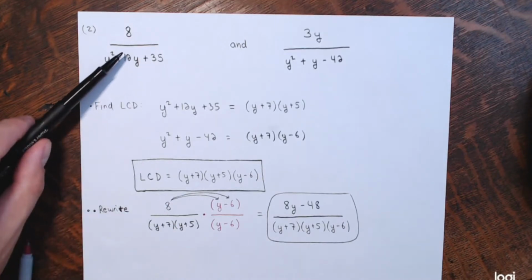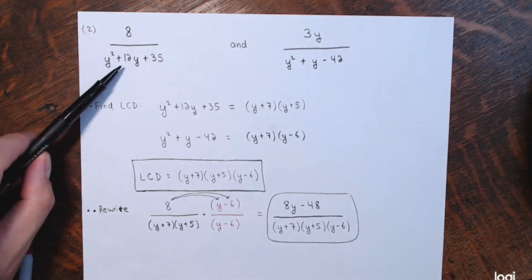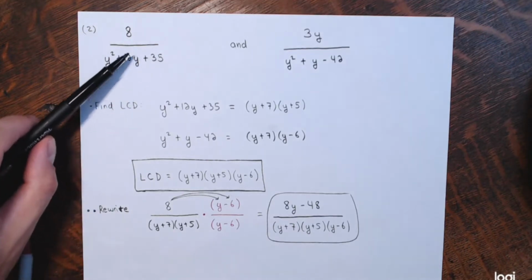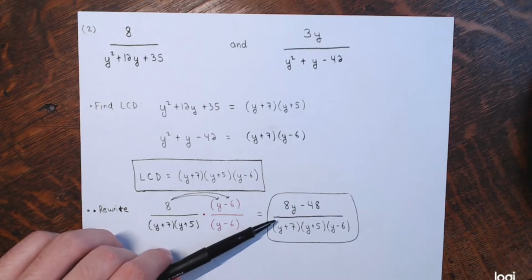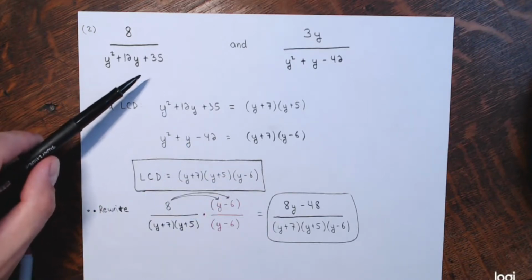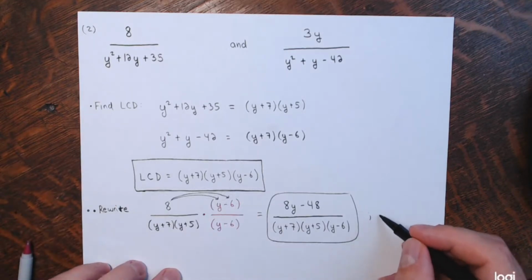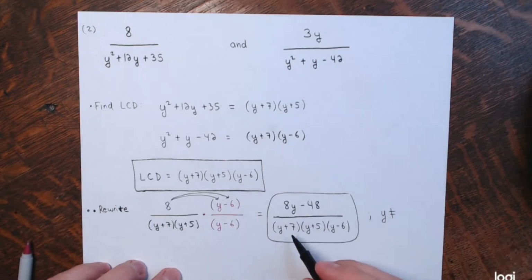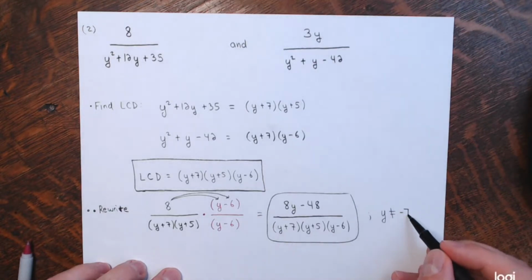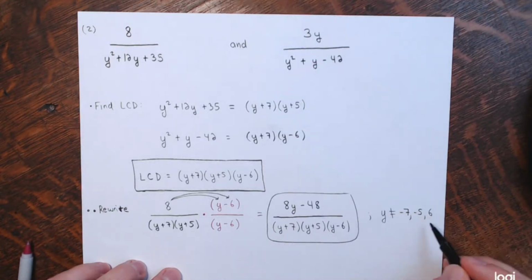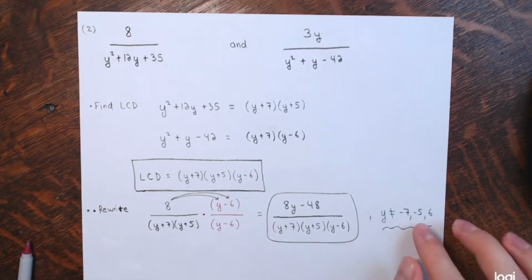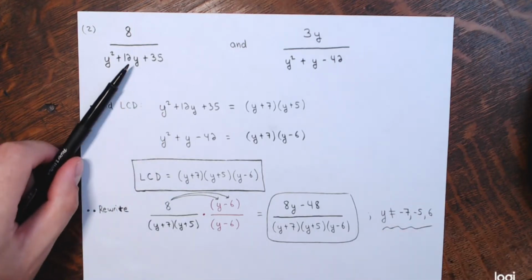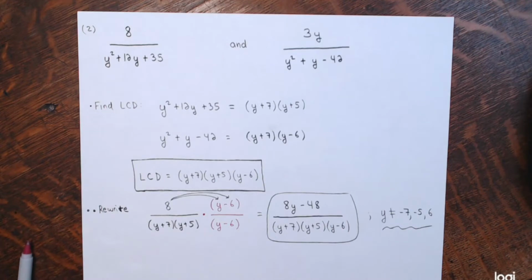This first fraction, 8 over y squared plus 12y plus 35, is the same fraction as this one. And you can test it by replacing y with any number you want. The only values of y that can't be used are -7, -5, and +6, because those would make my denominator 0, and you can't have that. That's undefined. But for any other value of y, this fraction is equivalent to this fraction. And again, I leave it to you to test out some different values of y if you wish.